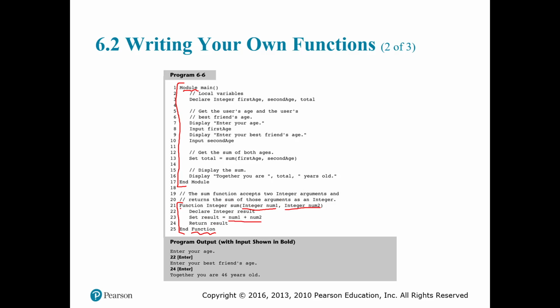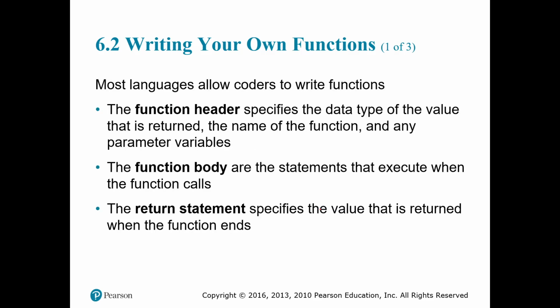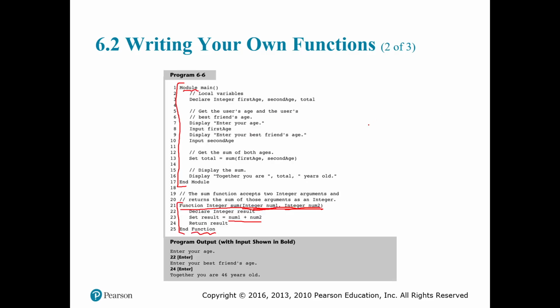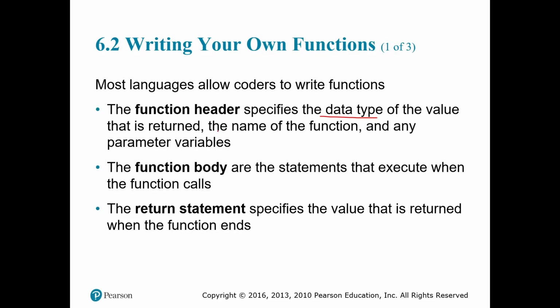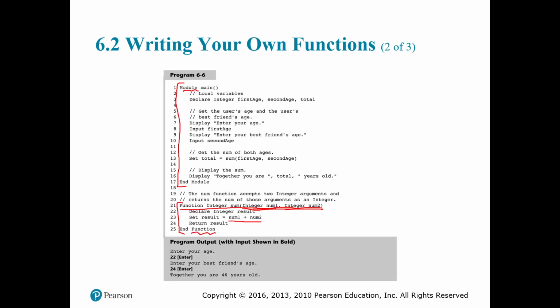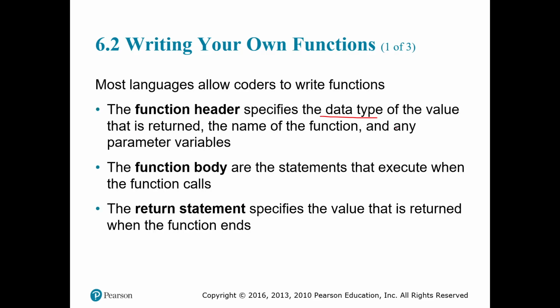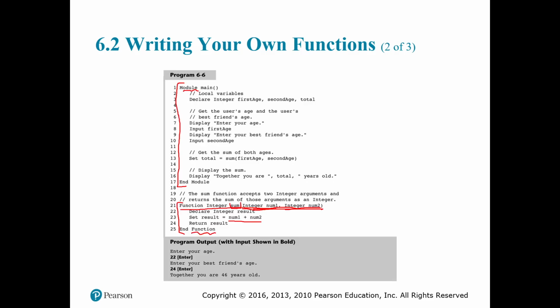As you can see, the first line is our header. What do we have? We have the function, the return type of what we want to return, the name of the function, and the parameters, exactly what is specified here. We have the data type, integer. We have the value that is being returned, integer. The name of the function, sum, right here. And any parameter variables. And yes, we do have our parameter variables, number1 and number2.